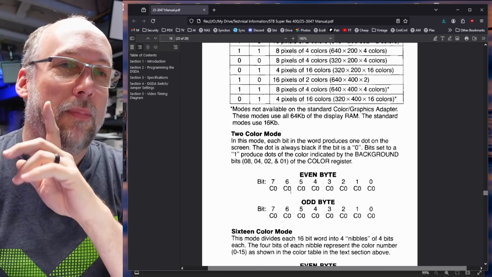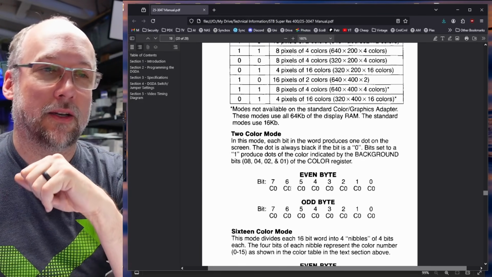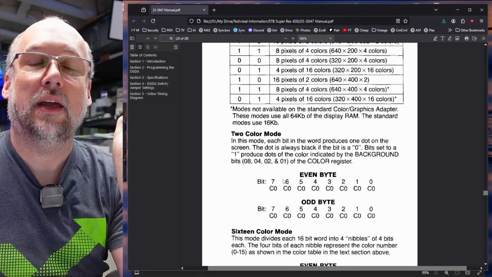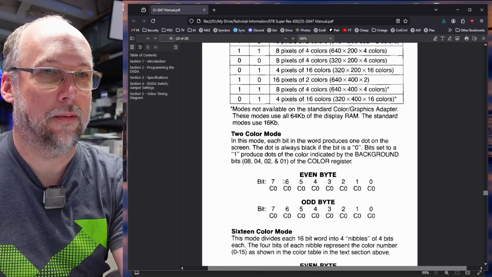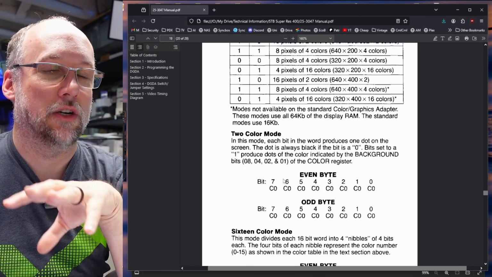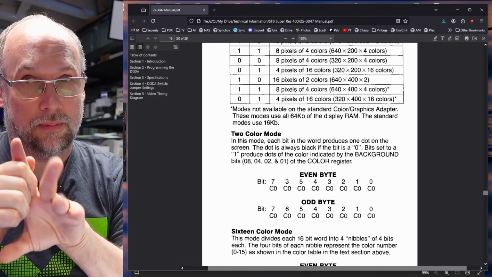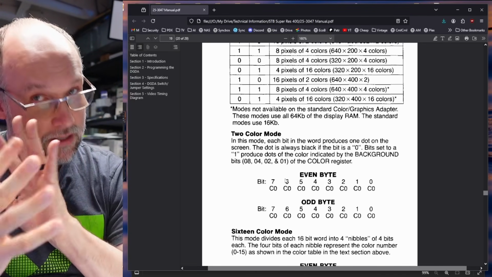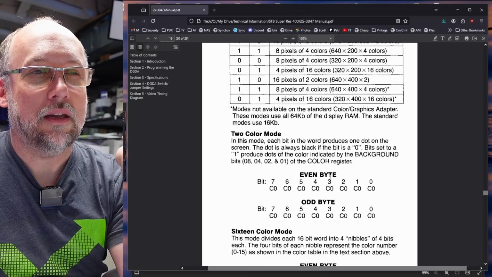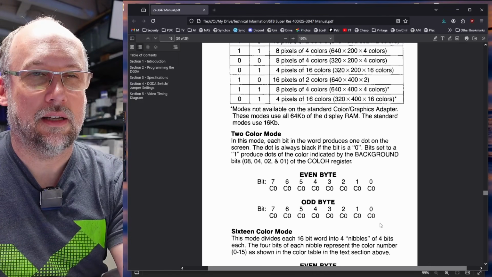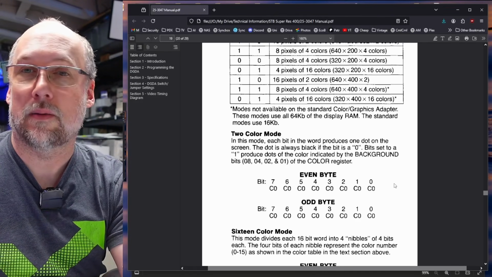So look at what it says about the 2-color mode. That's 640 by 200 in 2-color mode. The CGA card looks like it's accessing the RAM in 16-bit chunks, which is confirmed by the fact we have to have 4 of those chips installed on the board, and we know each chip is 4 bits wide, and that implies 16 bits. And when you see even and odd byte here, you actually see that there are 16 bits that are relevant to make up the video signal.